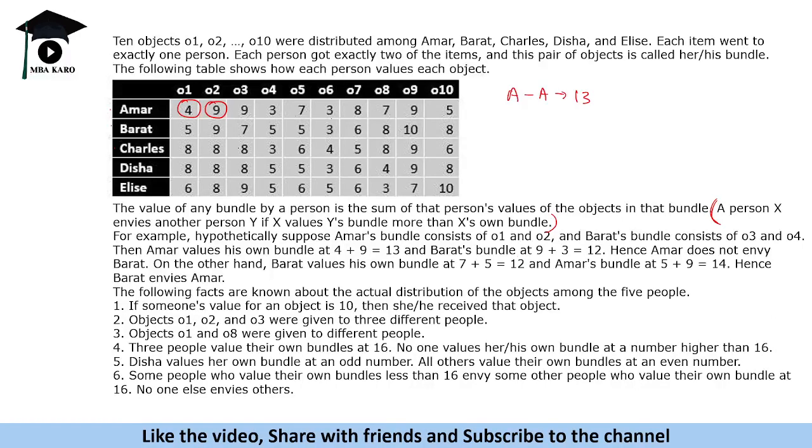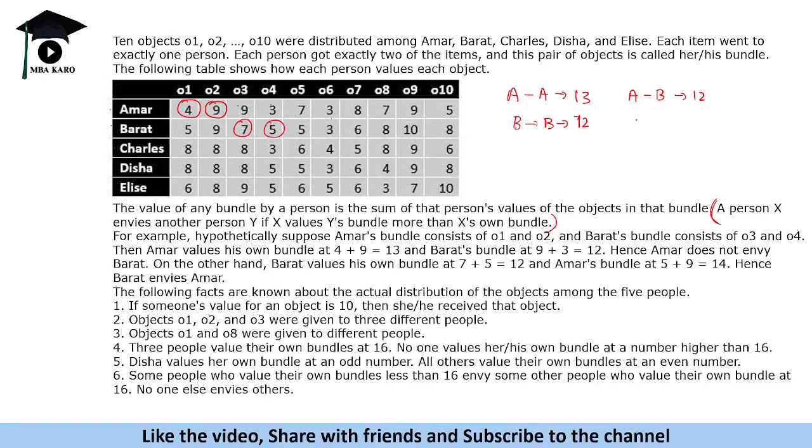Bharat's bundle consists of O3 and O4, which is 7 plus 5, 12. Now, Amar values his own bundle at 13, and Amar's perception of Bharat's bundle is 9 plus 3, 12 points. Bharat is also giving himself 12 points, and Amar is also giving him 12 points. So Amar will not envy Bharat. He will say, okay, he's also given him 12 points only.